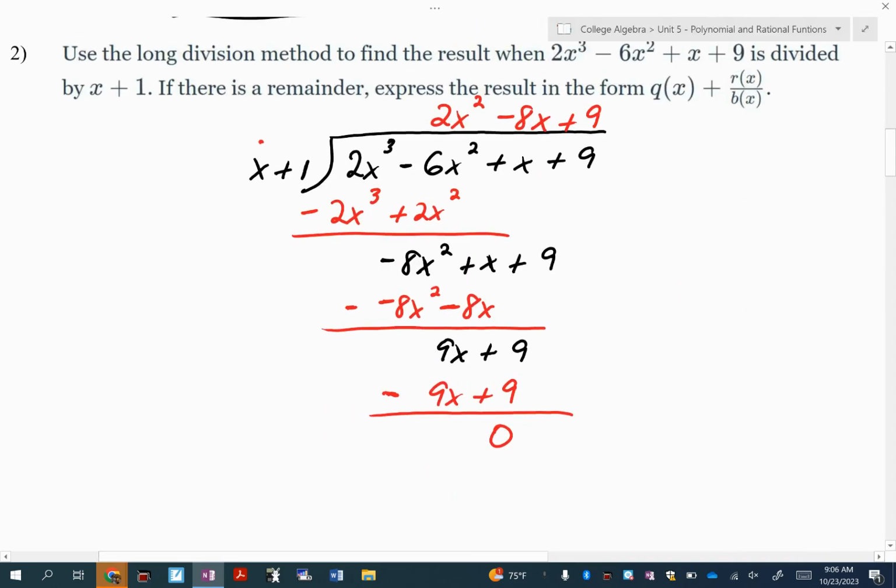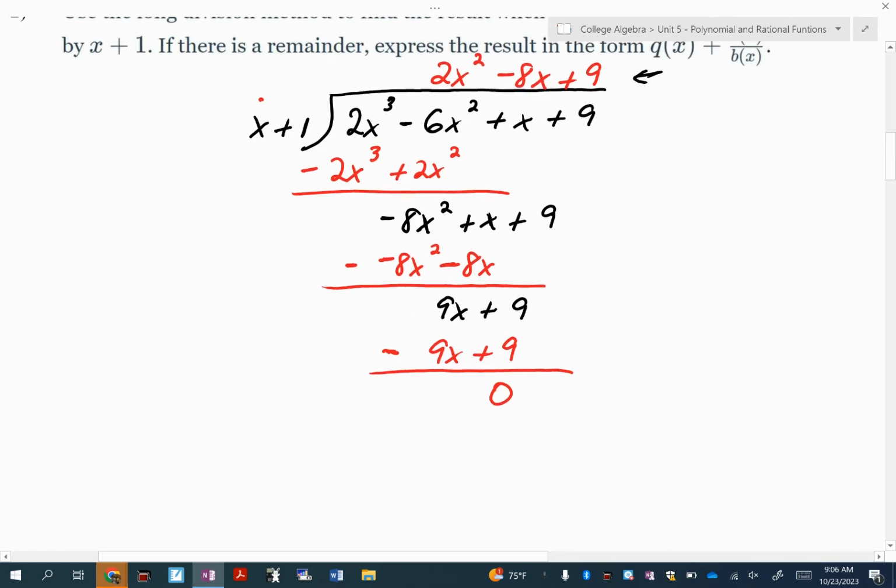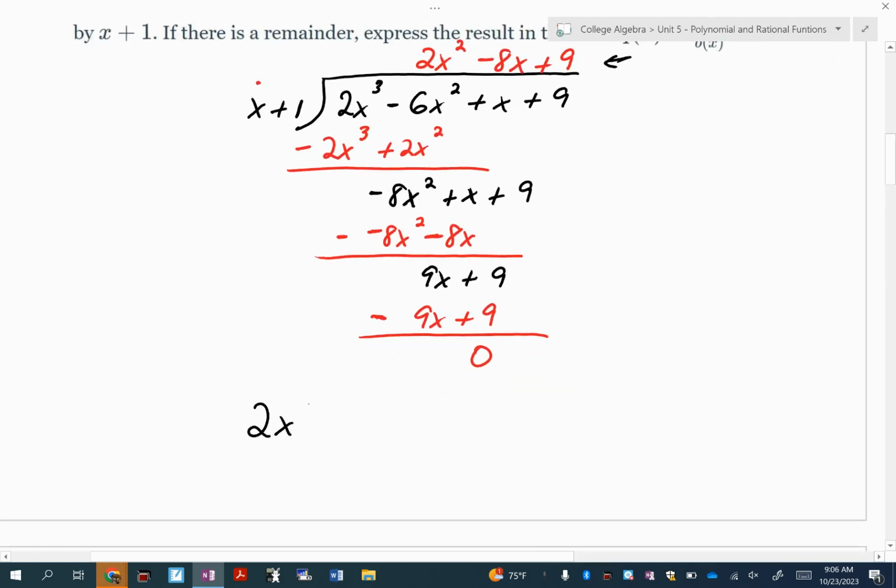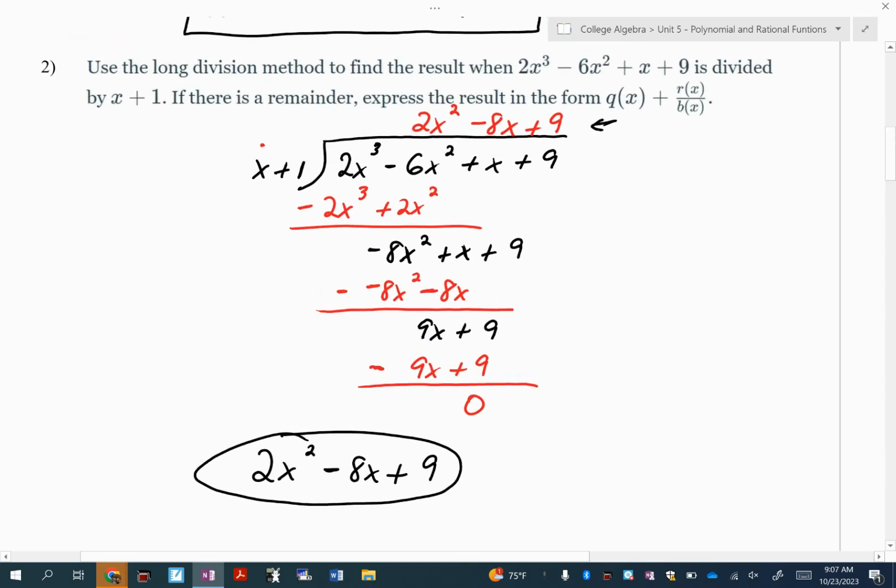So this in red at the top is my answer. That is my quotient. I'll copy it again. 2x squared minus 8x plus 9. If you want to write plus 0 over that divisor of x plus 1, go for it. It's not necessary because the remainder is 0. All right, so that's it for our 2 long division questions.